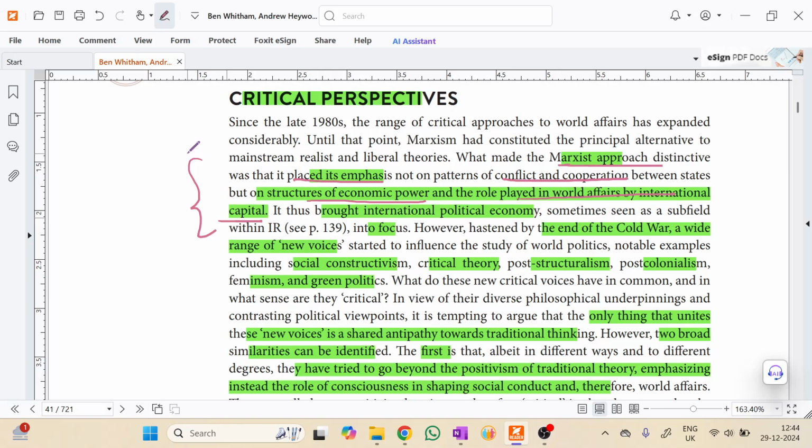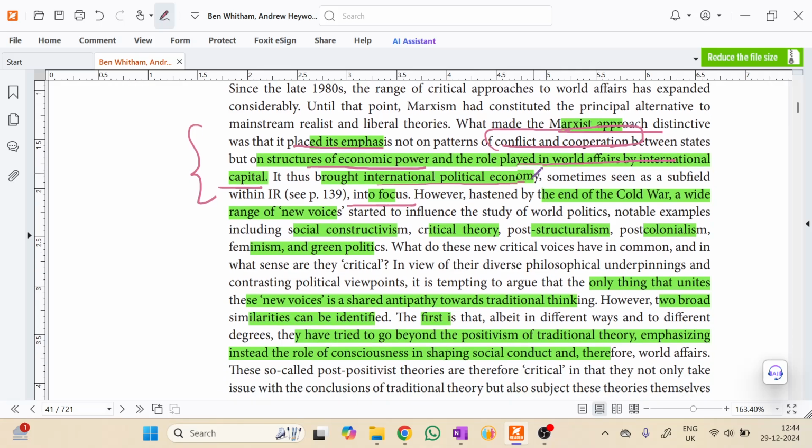So the Marxist approach stood out from the realist, from the feminist, from the liberal school, because the dimension of conflict and cooperation, the dimension of seeing the world in the form of states, is glaringly absent from Marxist ideas. All they see is the movement of capital, and then the ills associated with it. So it brought international political economy into focus.